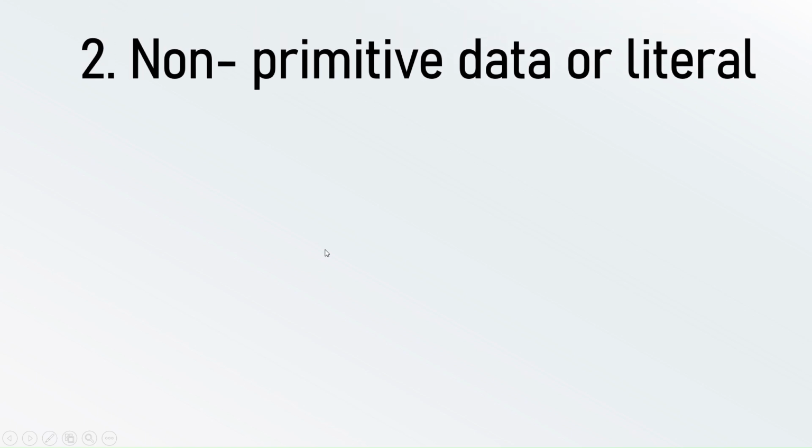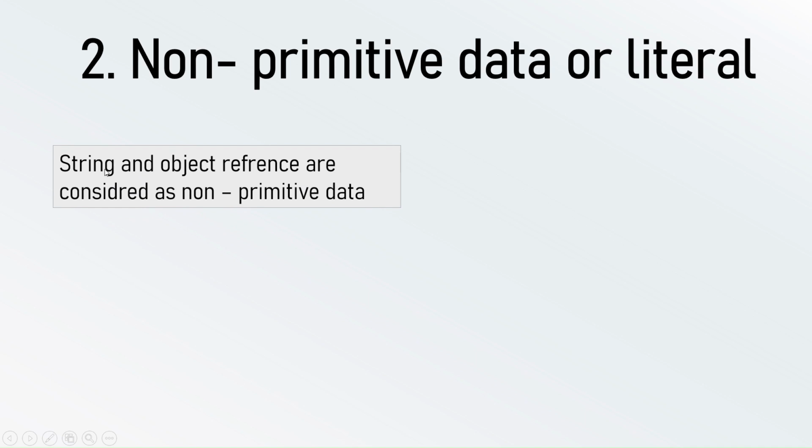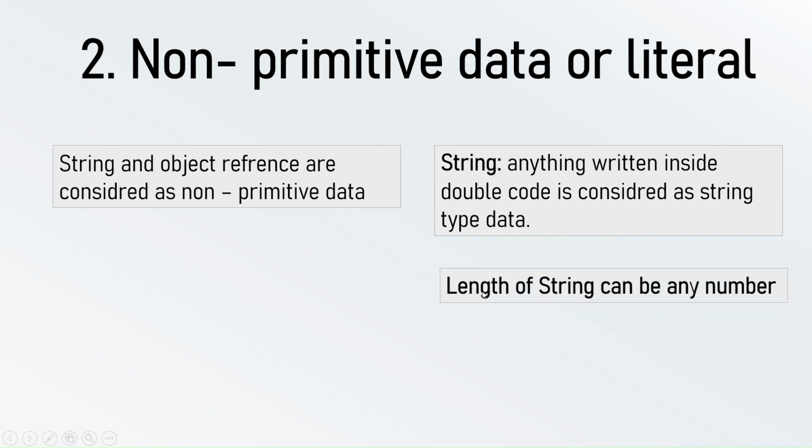Let's talk about the non-primitive data or literal. String and object reference are considered non-primitive data. A string, anything written inside double quotes, is considered string type data. The length of the string can be anything, any number of characters. And that's it.